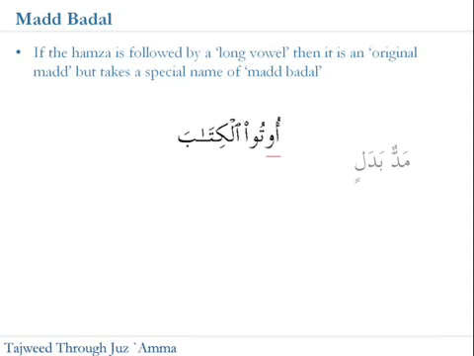So here's an example. Utul kitaba. And the next one, illalladhina amanu. So the first one, the u, and the second one, the a with the hamza, is essentially an original mad, but they use a special term mad badal for the hamza.